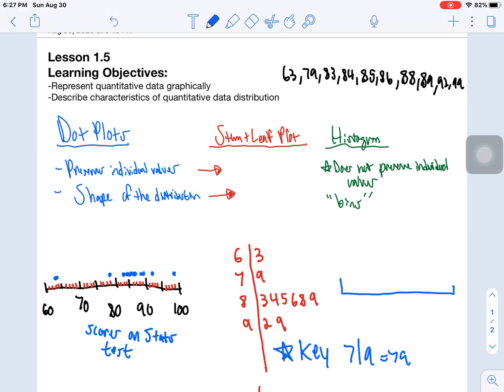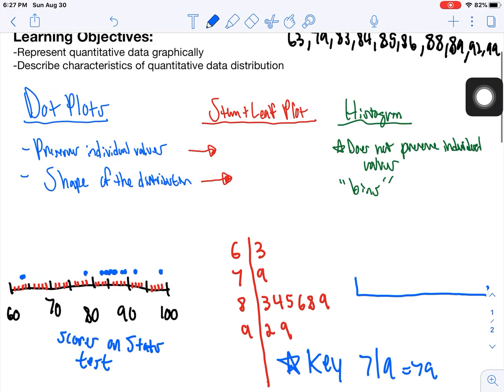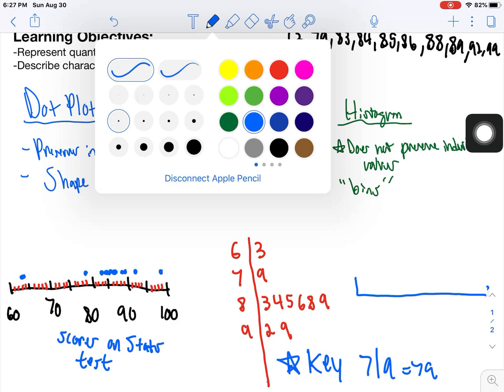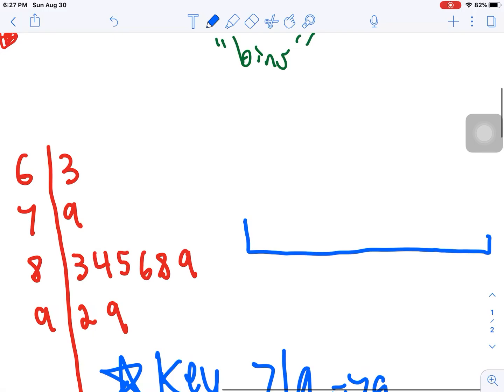So with histograms, we want to look at ranges of values. And I see that our lowest value is 63, our highest is 99. So I'm actually going to decide that my bins are just going to be in the tens place. And that means that I'm going to start off in the 60s, and go up by tens.